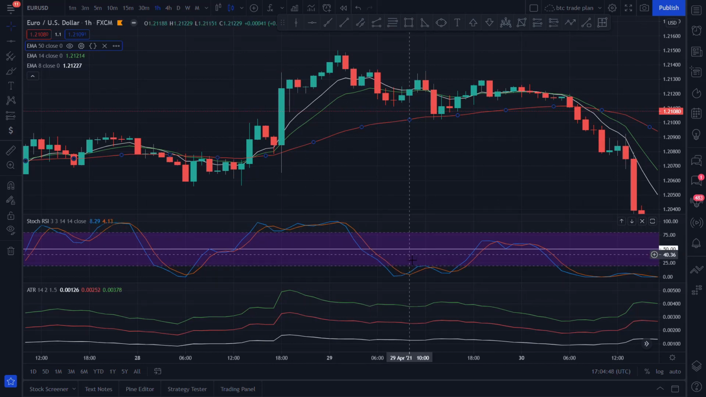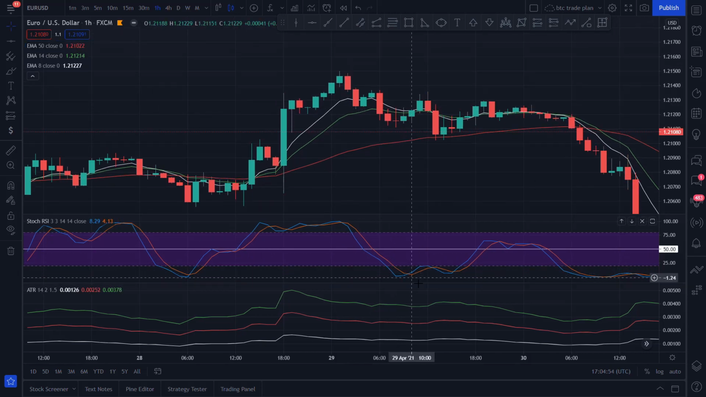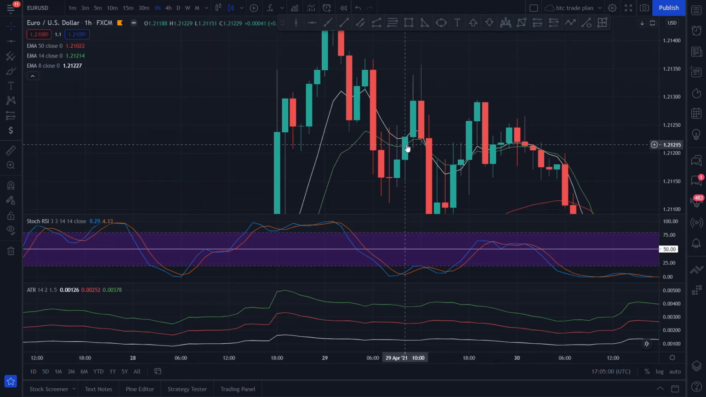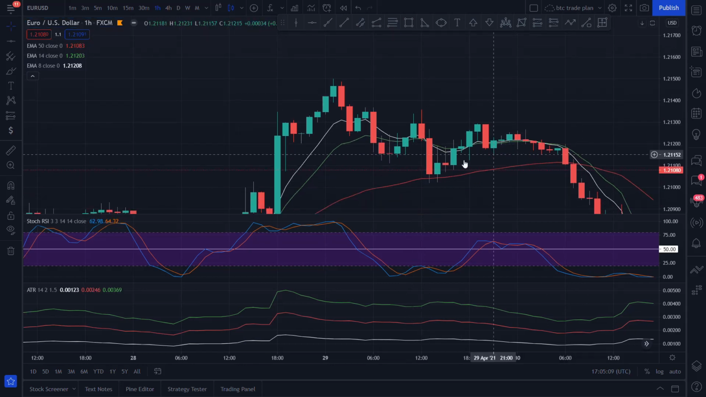Okay, so here the stochastic RSI is below the 50. And when the cross up happens, we have the price. Let's see. Yes, it's just closing above the 8 period. We have all the EMAs lining up, 50, 14 and 8, so we can take the long position.